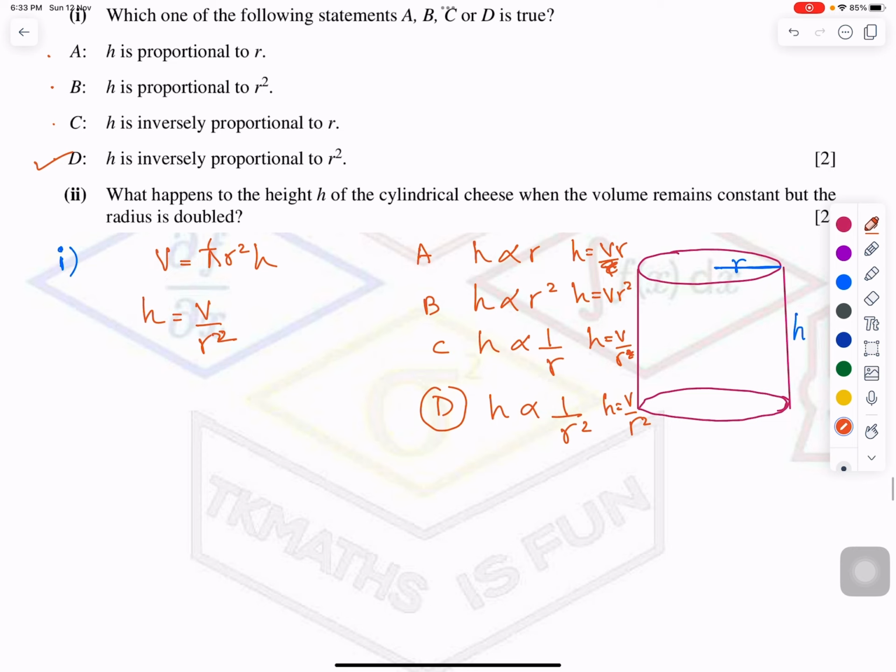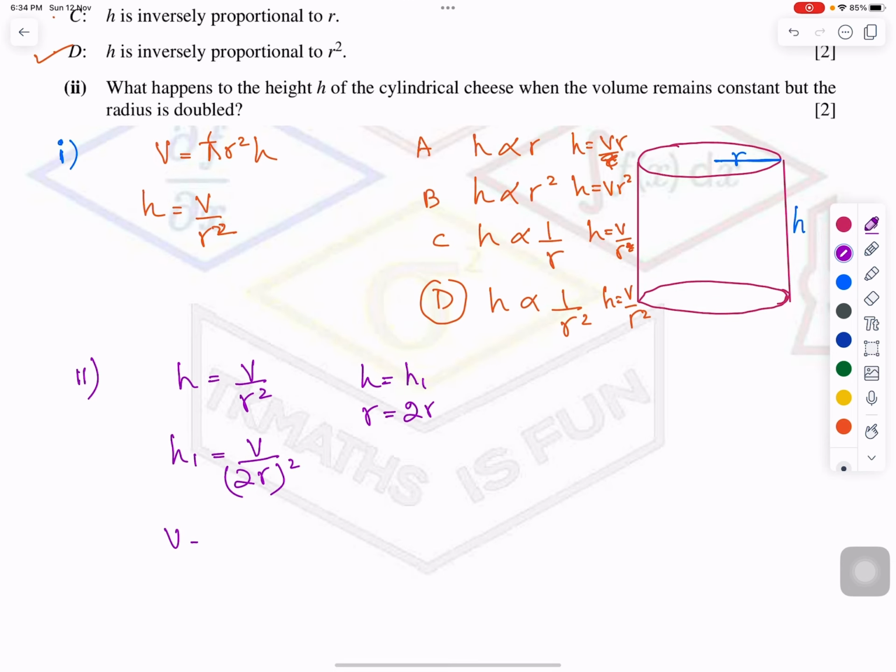Now part 2. This part 2 is also a little tricky. Part 2 is asking what happens to the height of the cylinder cheese when the volume remains constant but the radius is doubled. Right now this is the situation. If your radius is doubled, h becomes h1 and radius becomes 2r, because the radius is becoming double. So we have to see in this situation what it will be. This is h1 and this is 2r square.